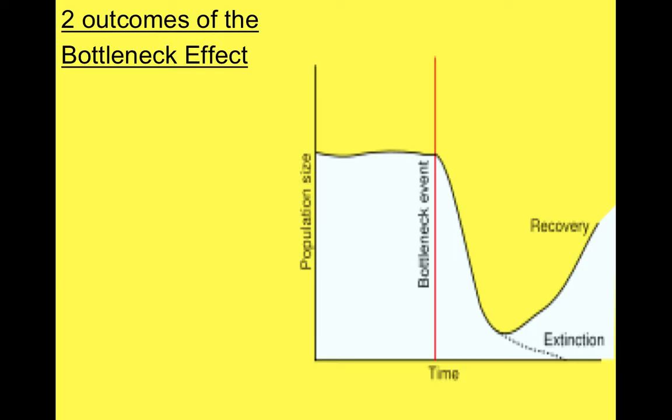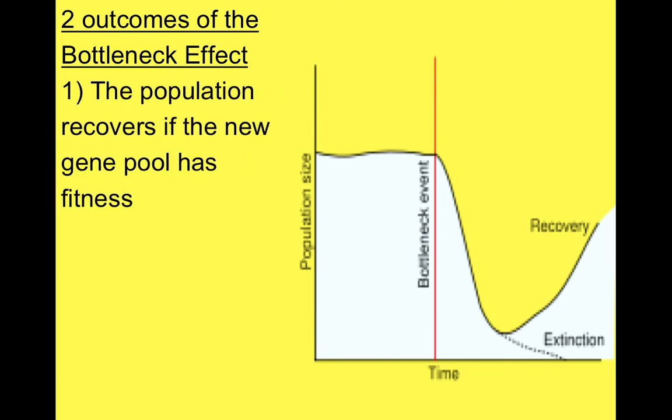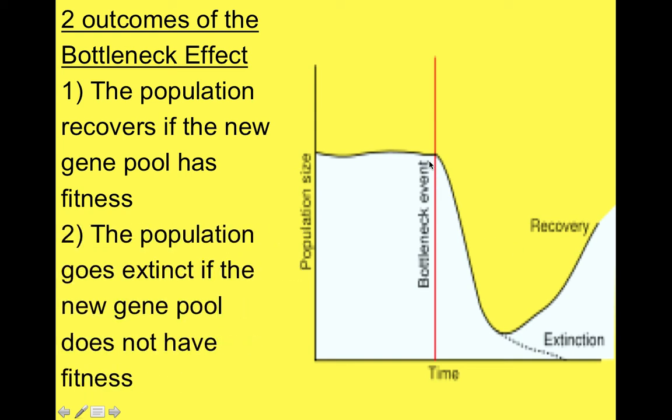All right, there are two potential outcomes of the bottleneck effect. One is that the population recovers, and that's only if the new gene pool has fitness. If it doesn't have fitness, then something else is going to happen. We see here the red line represents the bottleneck event, and here's the drastic decline in population. If the population still has fitness for survival in this niche, they can recover. But if the species does not have fitness anymore, it can go extinct.